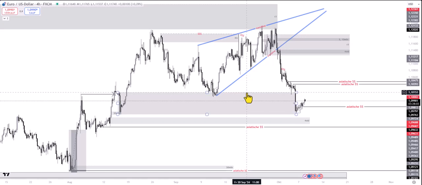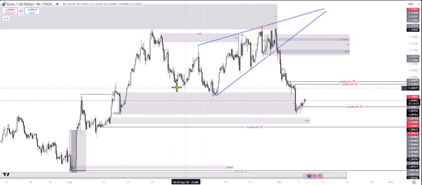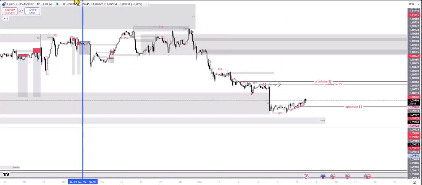Sorry, this is our 1 day demand zone which sits inside that 1 week demand zone. And now what are we expecting? Obviously, on the 4 hour time frame, I'll have to go again 1 hour time frame below. That is the 1 hour time frame. So I want you guys to see the reason why we're expecting price to move upwards.